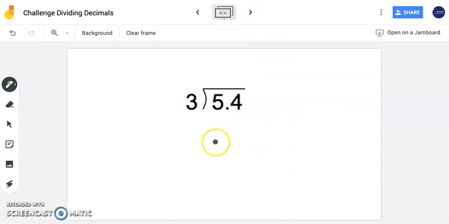Now for this next one here, just like the others, I have a whole number divisor, so I do not need to do anything, move a decimal point or anything. I can simply start my division. So 3 times 1 gets me closer exactly to 5. I'm going to subtract, bring down my 4. 3 times 8 is 24. And I subtract, and I'm left with 0.